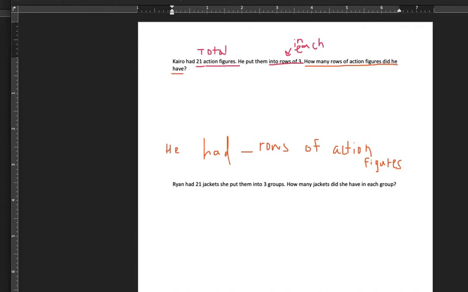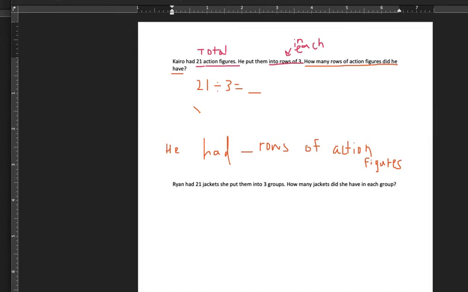All right. Now, 21 is the total. And if I know how many in each, that means I'm dividing. So 21 divided by 3. Some of you might use multiplication to even solve this. I got it. And that's a good strategy. But we need to make sure that our picture represents what's going on in the story. So I already found out that 21 is the total and that there are 3 in each because it says into rows of 3. So 3 in each.